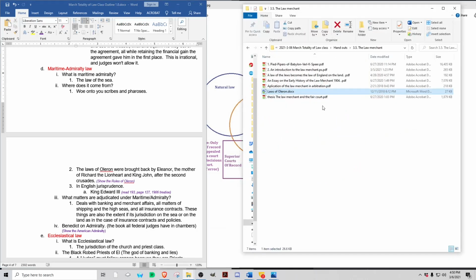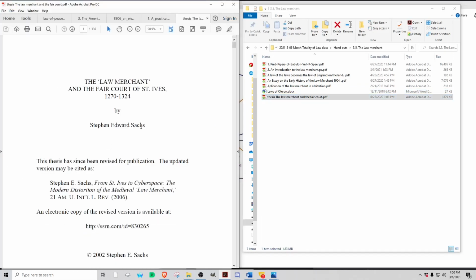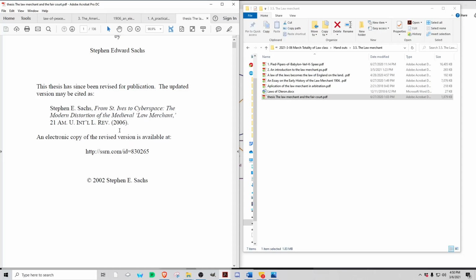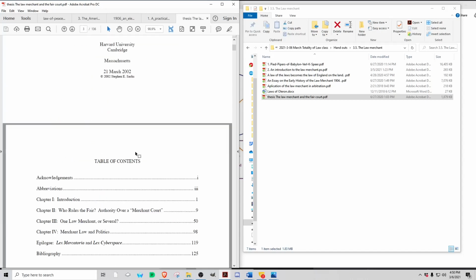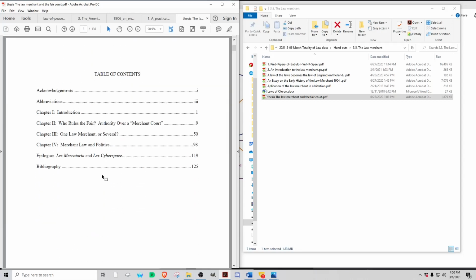Then the last one in the law merchant folder is the Fair Court of St. Ives, the thesis paper for the Fair Court of St. Ives. This is 136 pages, so it's a little longer than the other thesis paper. But this will help you understand where the merchant courts eventually came onto the land.